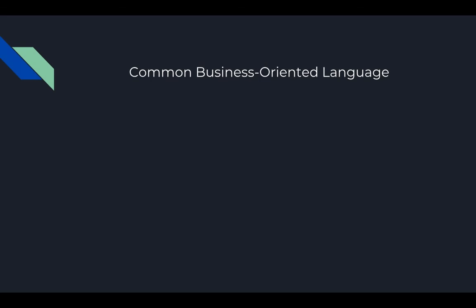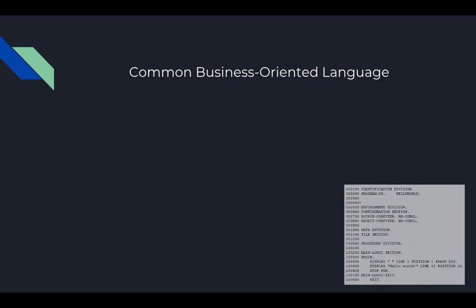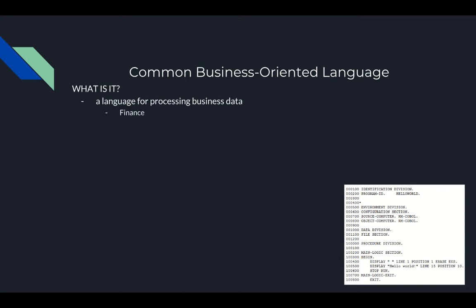So the first programming language we're going to discuss is COBOL, which stands for Common Business Oriented Language. So what is it? It was the first programming language developed to process numbers. So it was used for businesses most of the time, in finances or human resources. It uses English words and phrases to make it easier for business people to understand what's actually going on within the program.